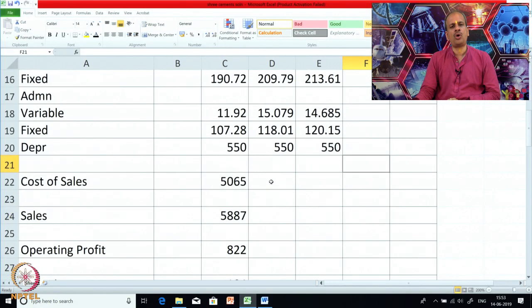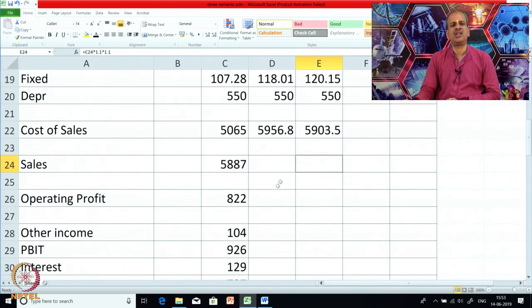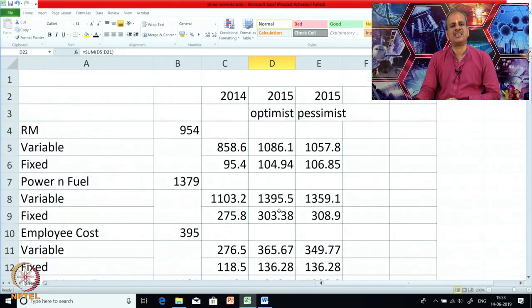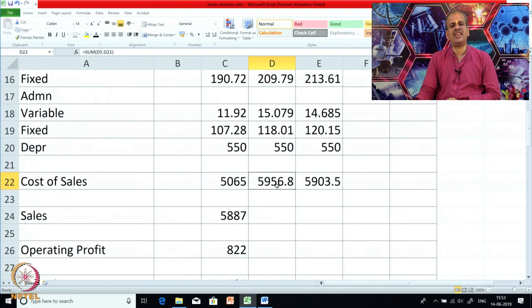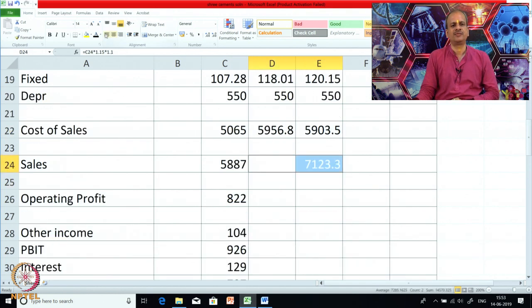Now you got the data for both optimistic and pessimistic. For all the information, please take total. The total gives the cost of sales. You can see here optimistic is 5956, pessimistic is 5903. Sales, for optimistic sale growth of 15%. For pessimistic, sale growth of 10%. Now the operating profit. Operating profit is sales minus cost of sales. So you are getting 1490 and 1219.